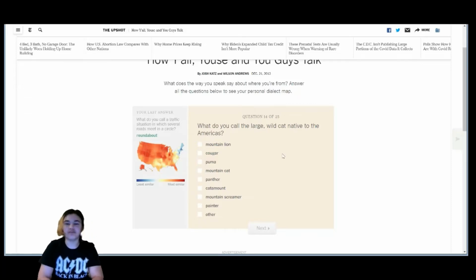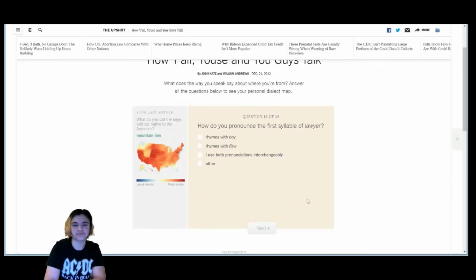What do you call the large wildcat native to the Americas? A mountain lion, cougar, a puma, they're all the same. A catamount, we don't call them catamount where I'm from. I've heard mountain screamer as well. Mostly we call them mountain lions up where I am, so that's what I'll put. How do you pronounce the first syllable of lawyer? Rhymes with boy, rhymes with flaw. It's a boyer.